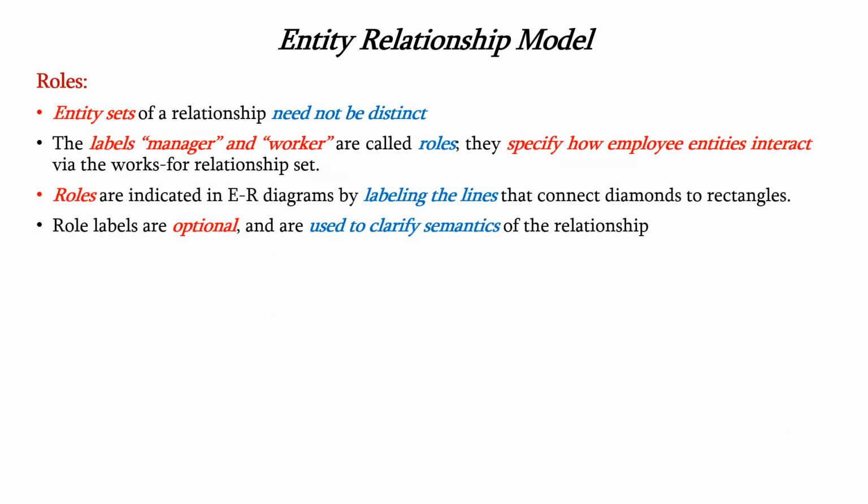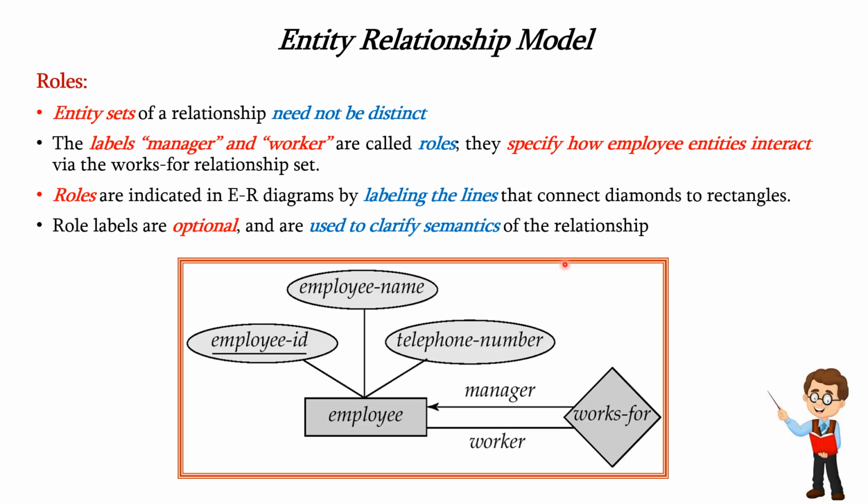Next we have roles. Entity sets of a relationship need not be distinct. The labels manager and worker are called roles. They specify how the employee entities interact via the works for relationship set. Roles are indicated in ER diagrams by labeling the lines that connect the diamonds to the rectangles, and they are optional and just used to clarify the semantics of the relationship. Here we can see the roles concept. Employee is the entity set and works for is the relationship set. An employee will work for a particular concern, and he may be a manager or a worker. This is indicated by the role.